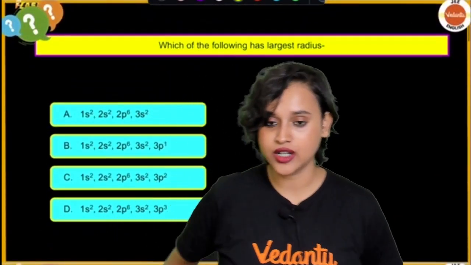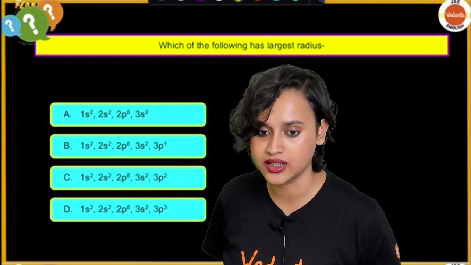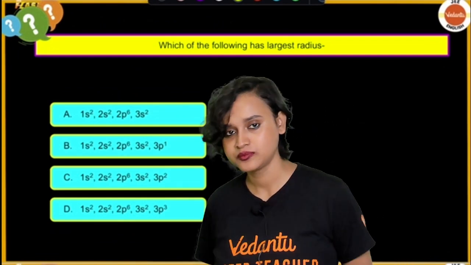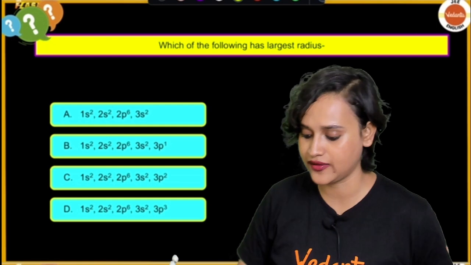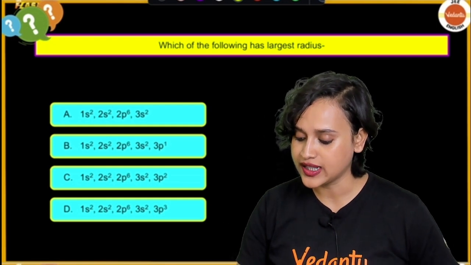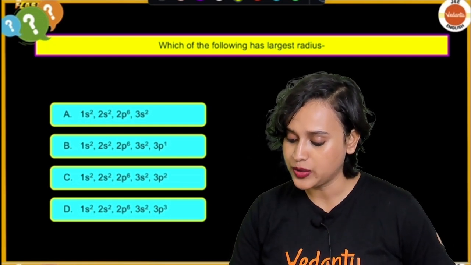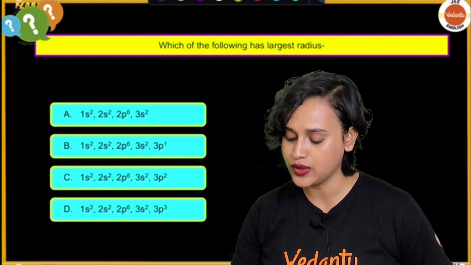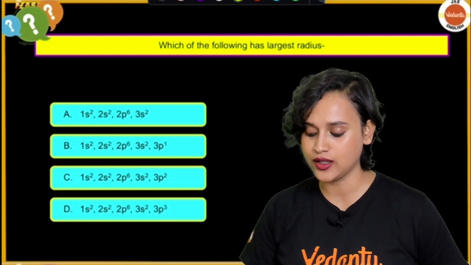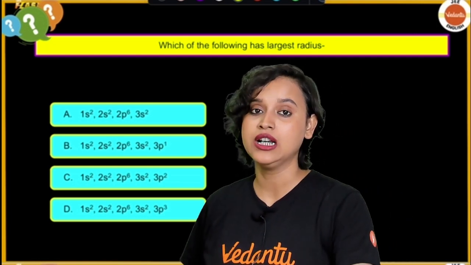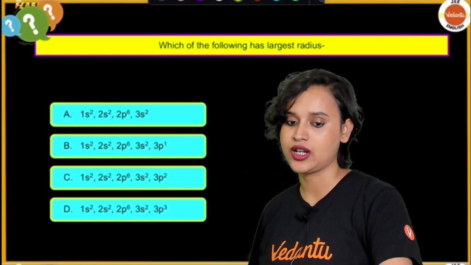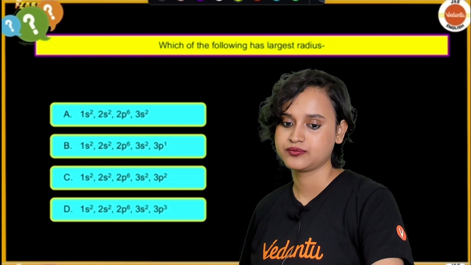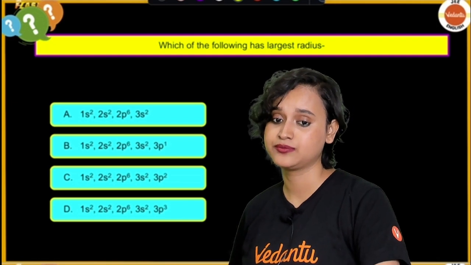Let us solve a question, everybody. Which of the following has the largest radius? Is it 1s2 2s2 2p6 3s2? Is it 1s2 2s2 2p6 3s2 3p1? Is it 1s2 2s2 2p6 3s2 3p2? Or is it 1s2 2s2 2p6 3s2 3p3? You tell me. Which one, guys? What do you think?